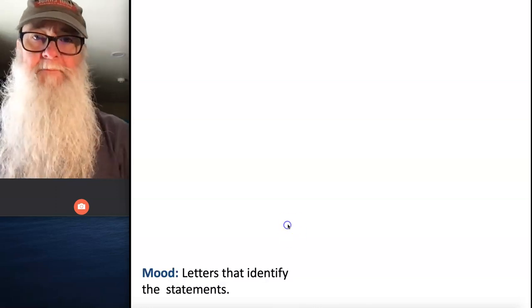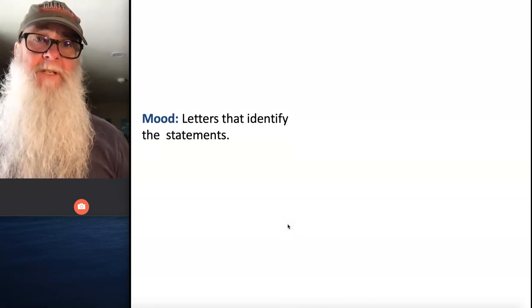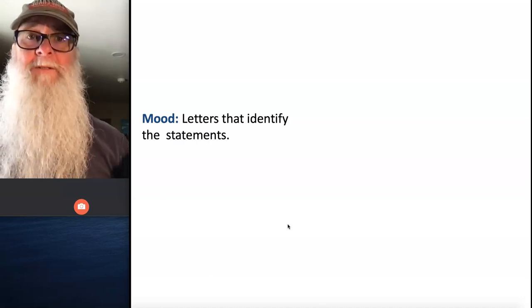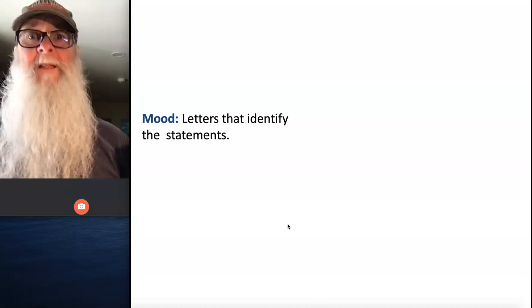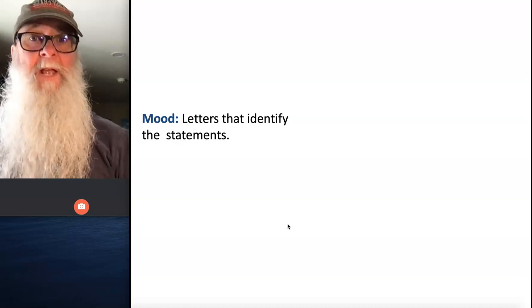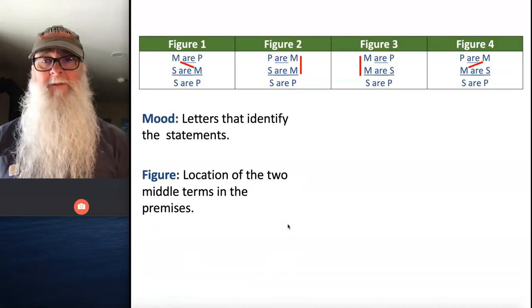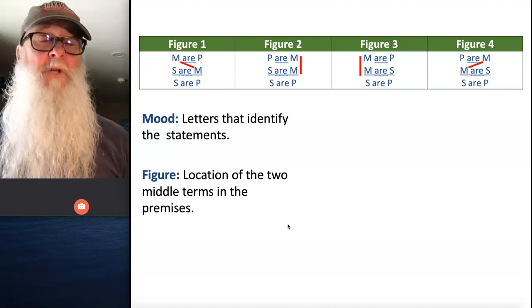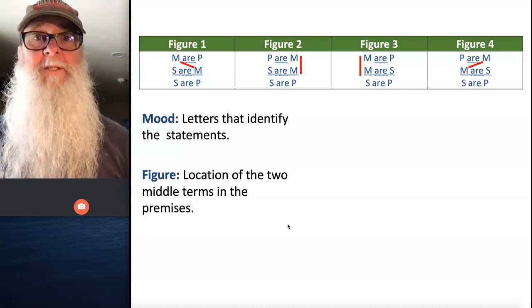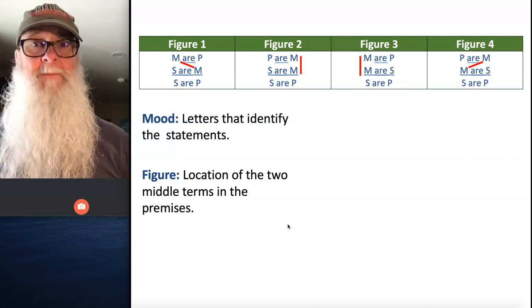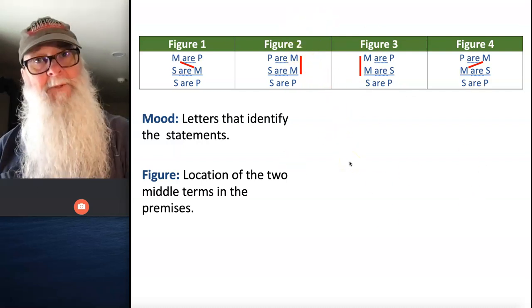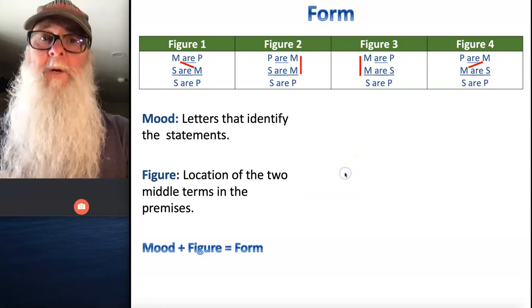Here's where we're at. The mood of a standard form categorical syllogism is determined by the letters that correspond to the premise and conclusion statements that comprise that standard form categorical syllogism. The figure of a standard form categorical syllogism is going to be determined by the location of the middle term. There's a total of 4 possible combinations of locations for the middle terms, all represented in this handy chart right here.